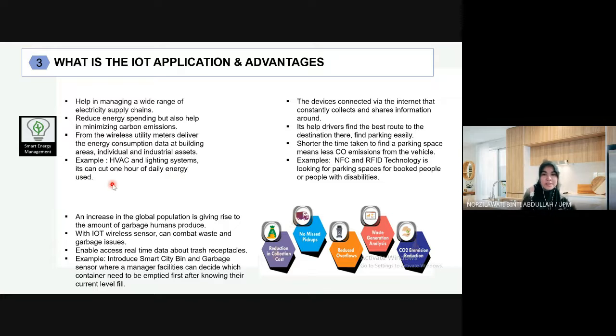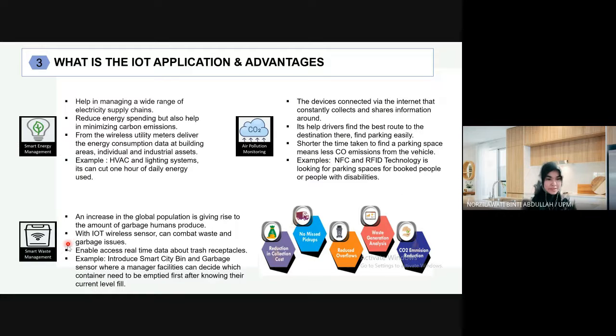Okay, the second is air pollution monitoring, where devices connected via the internet constantly collect and share information around. Okay, it helps the drivers find the best route to their destinations, and then they can find parking easily. Okay, the shorter the time taken to find a parking space means less carbon dioxide emissions from the vehicles. Okay, the examples for air pollution monitoring are NFC and RFID technology, also looking for parking spaces for people with disabilities.